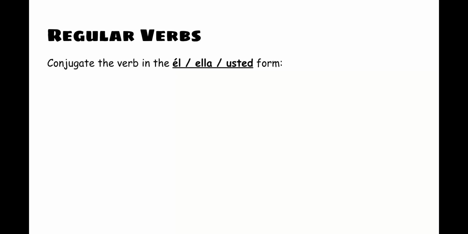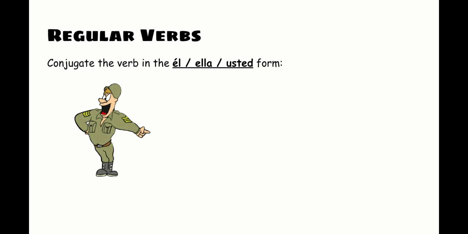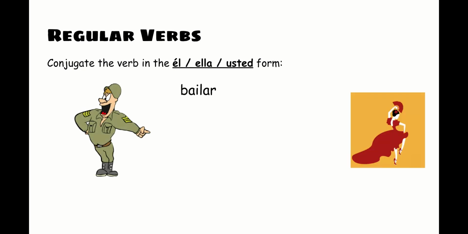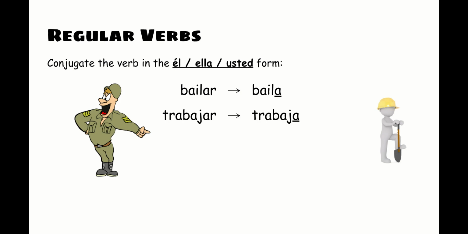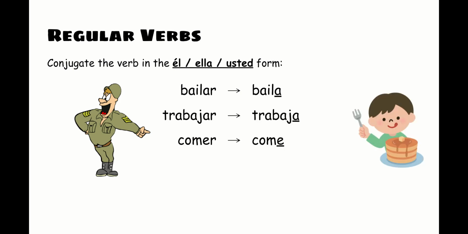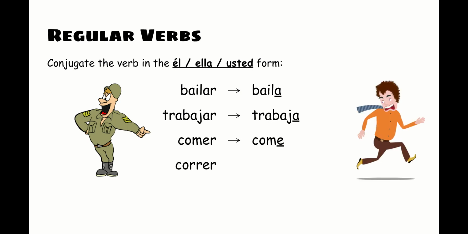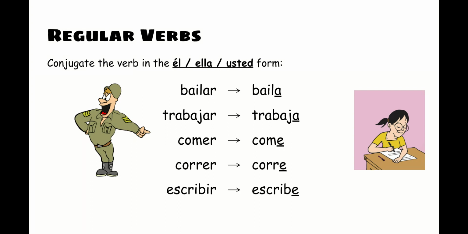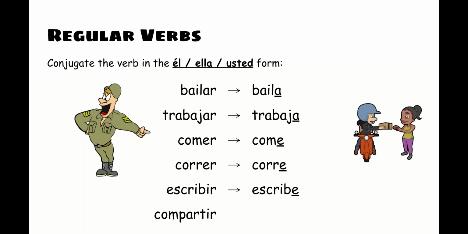So for regular verbs, this is actually a really easy thing to do. All you need to do is conjugate the verb in the él, ella, usted form. So if you were telling someone to dance, you would conjugate the word bailar as baila. You could say baila, which means dance. Trabajar, trabaja, work. Comer, come, eat. Correr, corre, run. Escribir, escribe, write, or compartir, comparte, share. So remember, we're always telling people what they should do with these words.